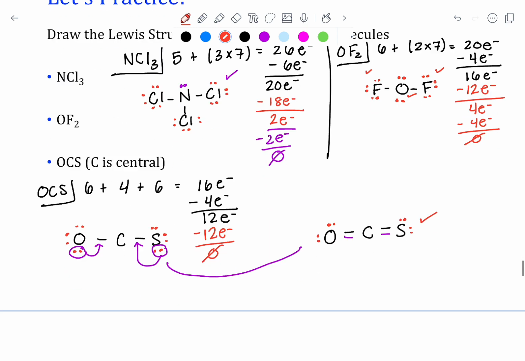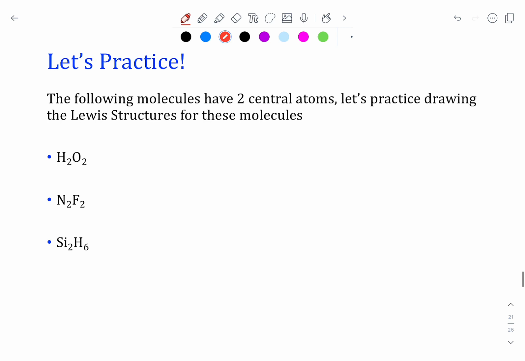Okay. Let's move on to something a little bit more tricky. What if we had 2 central atoms? Our rules don't really change much for if I have multiple central atoms. We still count up our valence electrons and everything and do our steps the same way. It's just now we have 2 central atoms to count and double check that we have octets for. So let's start off with H2O2, our first example. Remember, hydrogen cannot be our central atom, so oxygen is going to be central.